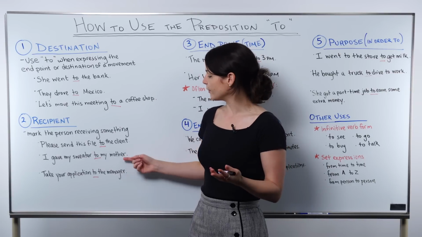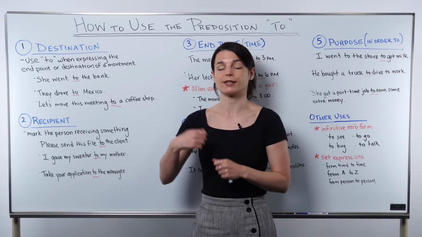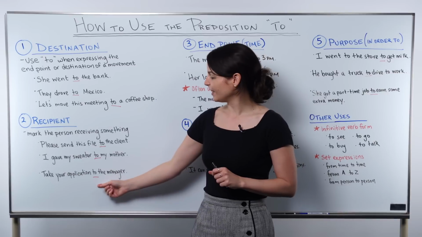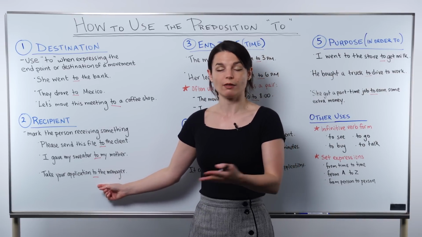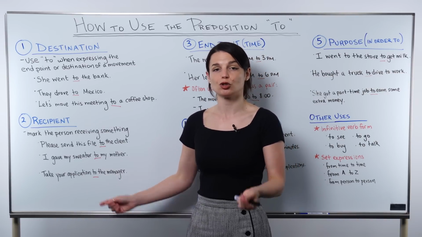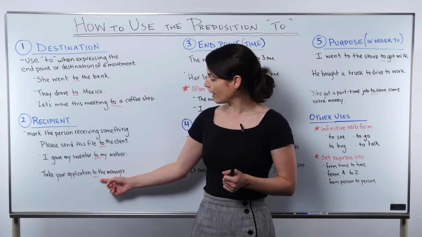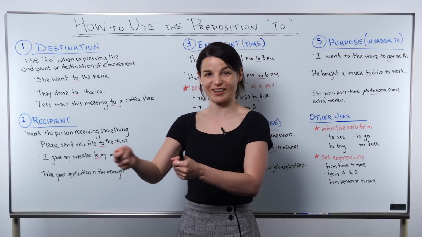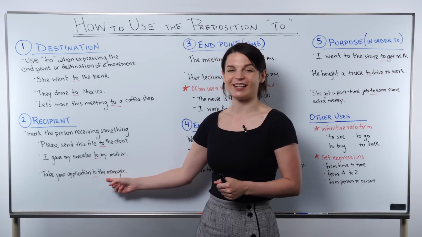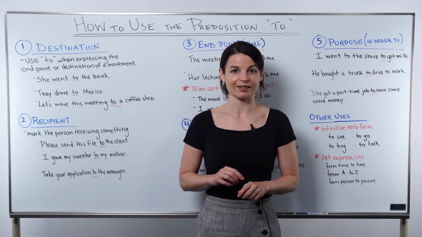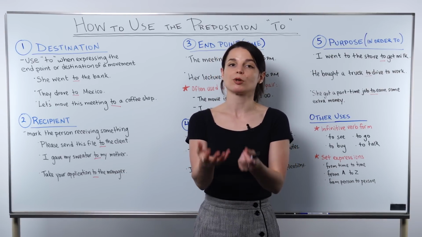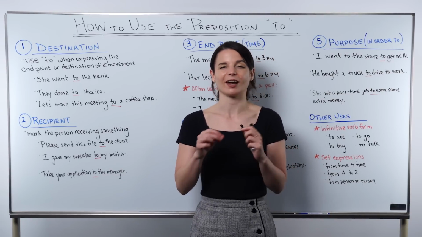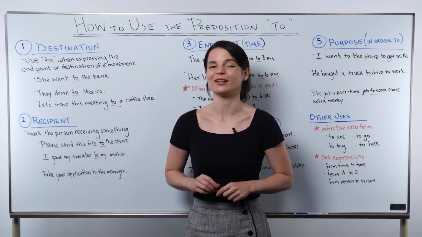It's just that this is a different pattern that you can use to express this giving and receiving situation. Okay, last example. Take your application to the manager. So again, we have our recipient here. So in the future, this person is going to take their application to this destination person, the manager in this case. So we use "to" to mark the person who receives something or who is going to receive something. They're kind of the end person or the end point person.